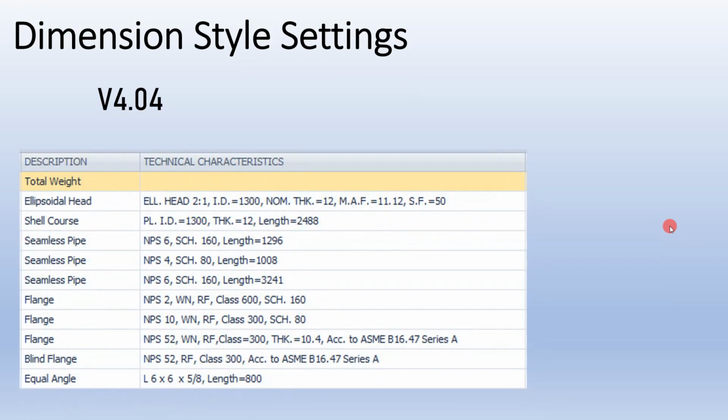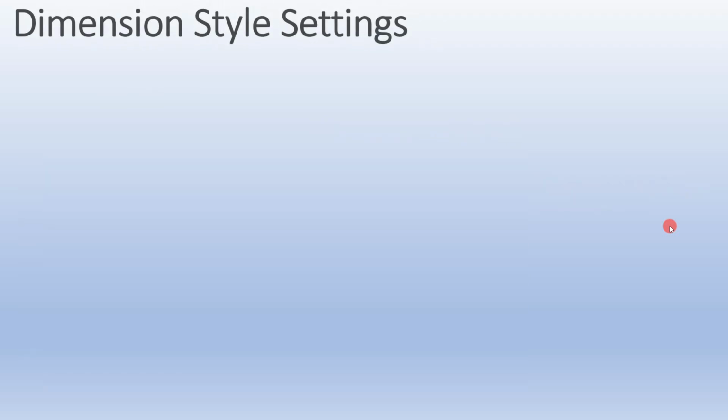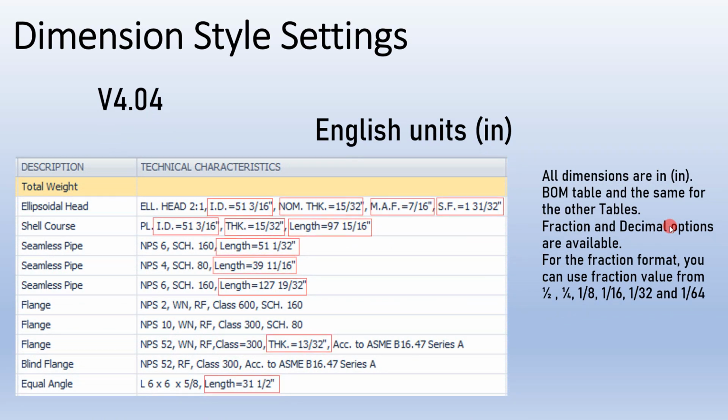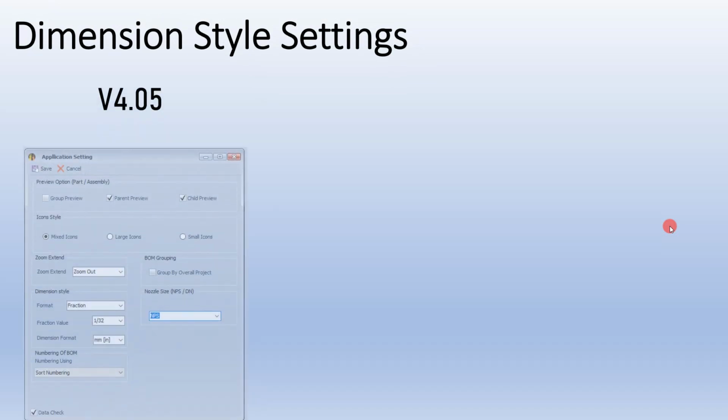Here in version 4.04, you can see that the style of the dimension can be in the millimeter format, like in that case in the bill of material, or you can make it in inch format, and you can use the fraction, so you can make the format of the dimensions in the fraction format, like mentioned in this image. You can change the fraction format from half up to 1/64. The dimension style in version 4.05.